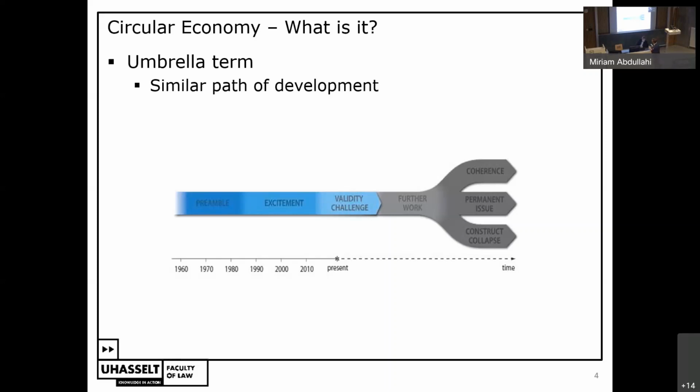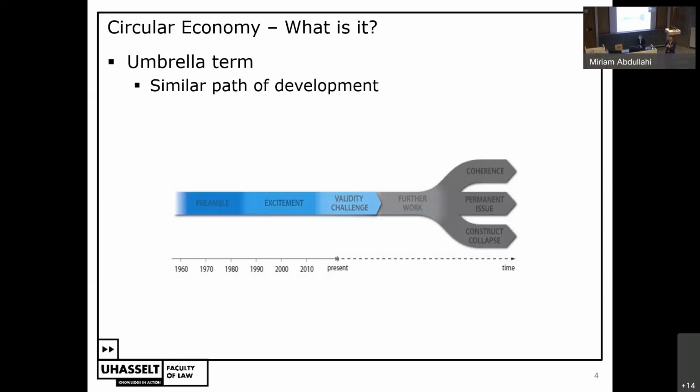But then people start to ask questions. How should we define a circular economy? How should we monitor the transition to a circular economy? We don't know. And then scholars, experts like you, come into vision and you start doing research, further works on the transition to a circular economy. And there are three possible outcomes. We get a coherent concept, we get a contested concept, or we get a collapsed concept.